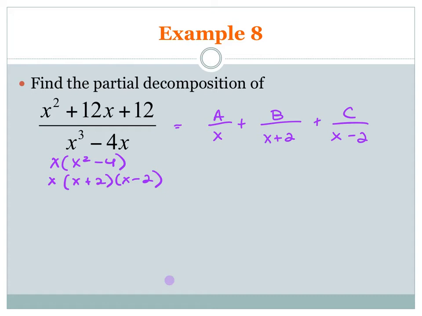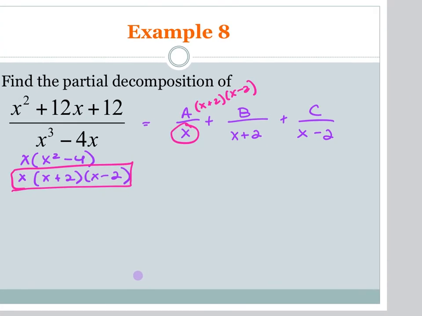Okay, so now what would I have to multiply A by? x squared minus 4, or x plus 2 and x minus 2. You could do either one. But this is all 3, and this only has x. So I do x plus 2 and x minus 2. How about B? x and x minus 2. How about C? x and x plus 2.